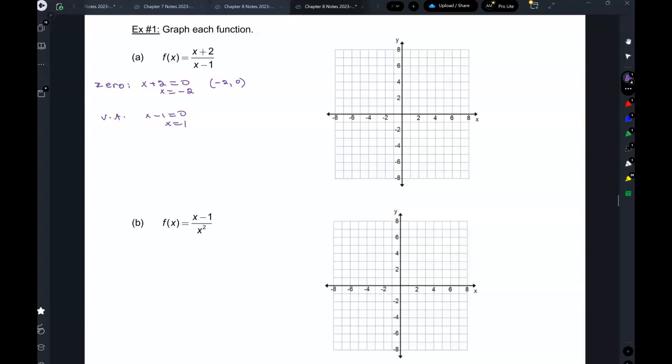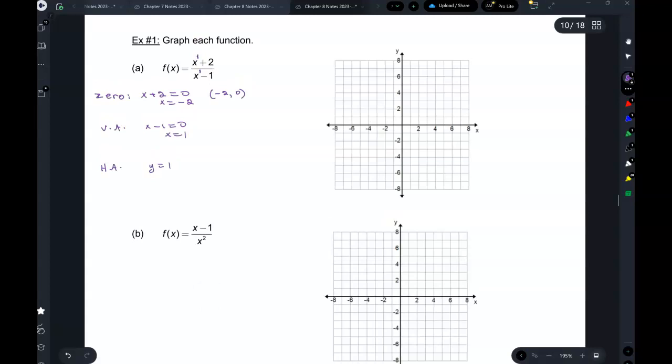All right? Now, for the horizontal asymptote, I have to compare the degree in the top, the degree in the bottom. They're both the same. So I have to take a ratio of the coefficients. 1x over 1x is 1 over 1. So y equals 1. Okay, so let's put what we have in there so far. So I have y equals 1. I have x equals 1. I have -2 comma 0 as my 0.